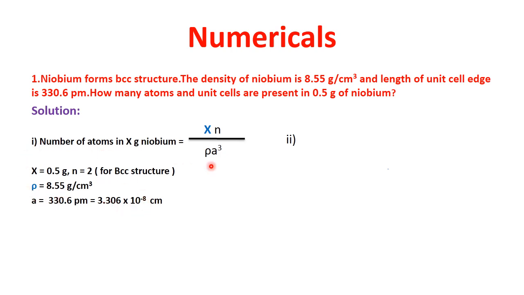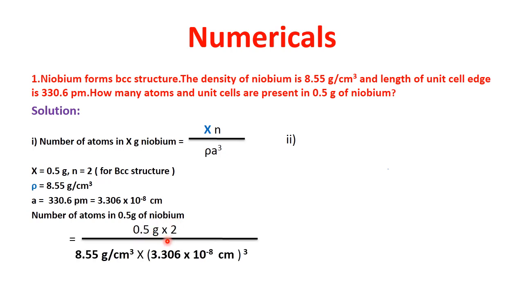Now substitute all these values in this formula, and therefore the number of atoms in 0.5 gram of niobium is equal to 0.5 gram into 2 divided by 8.55 gram per centimeter cube into (3.306 into 10 raised to minus 8 cm) cube of whole this value. Now cancel gram with gram, then centimeter cube. On solving this, we will get 3.25 into 10 raised to 21. It means that the number of atoms in 0.5 gram of niobium is equal to 3.25 into 10 raised to 21.